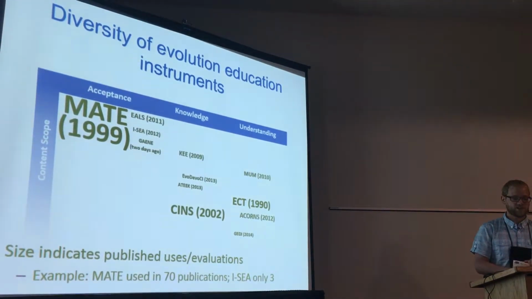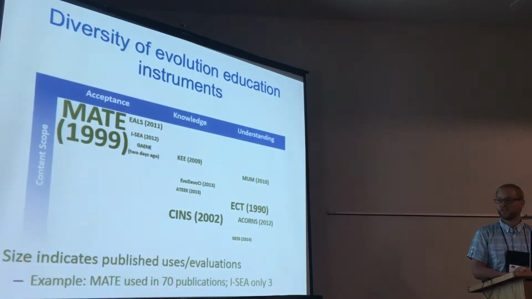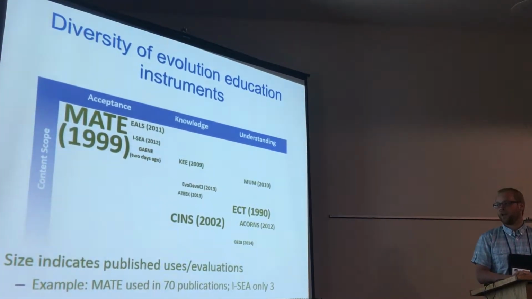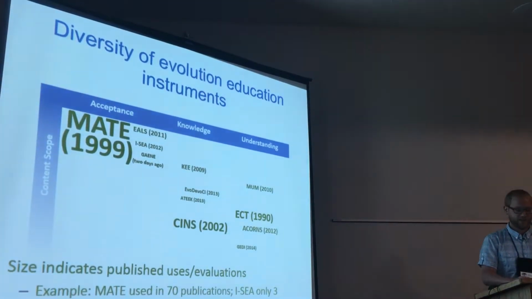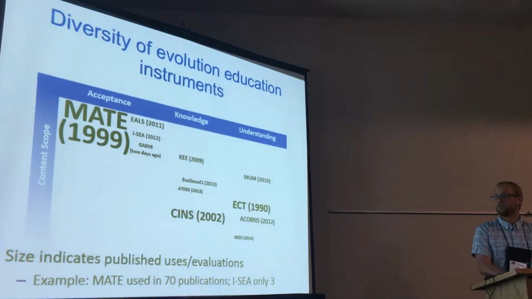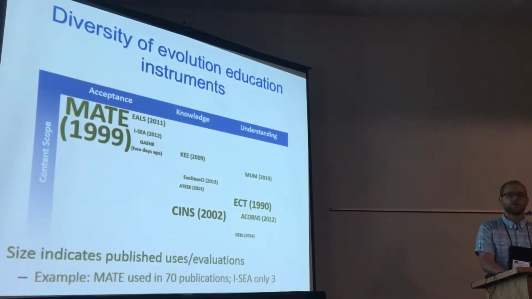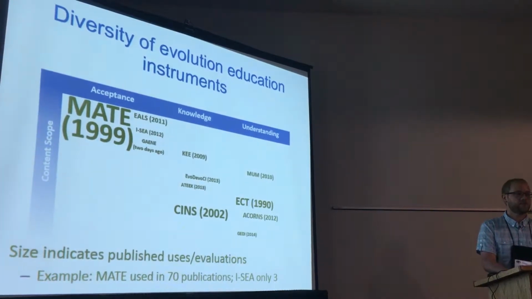And there was actually just 2 days ago a new instrument that measures acceptance of evolution published, the GENE. So I haven't had a chance to read that yet, but I'm excited to get in there and read that. So there's a whole bunch of instruments out there. The MATE is by far and away the one that's been used the most. And the use of all these instruments has greatly varied in their adherence to measurement standards.